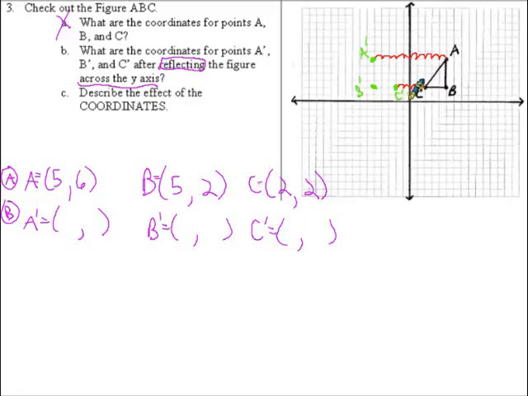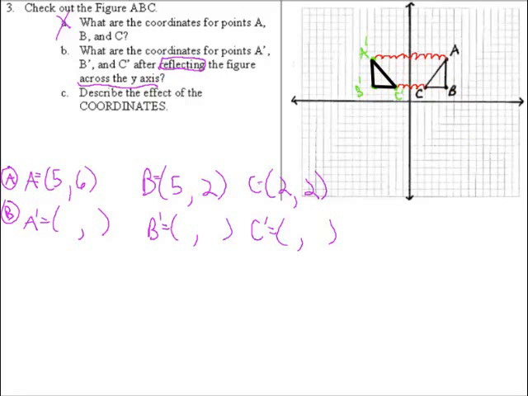C prime. And you can kind of tell right here why it's called a reflection, because it literally looks like that this figure, I'm not drawing it perfect, but you can kind of get an idea. You see how it looks like a reflection. It looks like a mirror image, so that's why it's called a reflection.